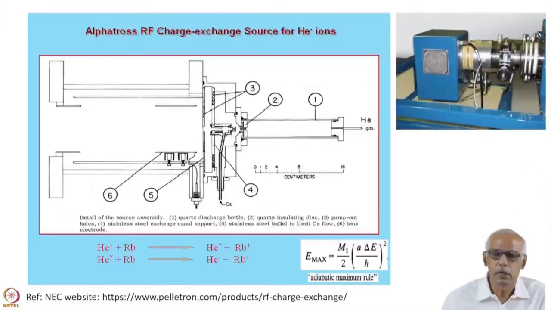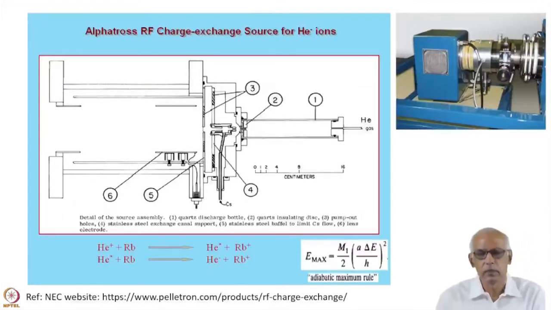Now there is another source called Alphatross. This is equally important, and why I am showing it is that, for example, in the case of Pelletron or tandem accelerator, we need negative ions to be injected. Now you know that helium does not make negative ions in the ground state, and a lot of experiments have to be done with the alpha particle beam. So how to generate them? This is a source which does that.